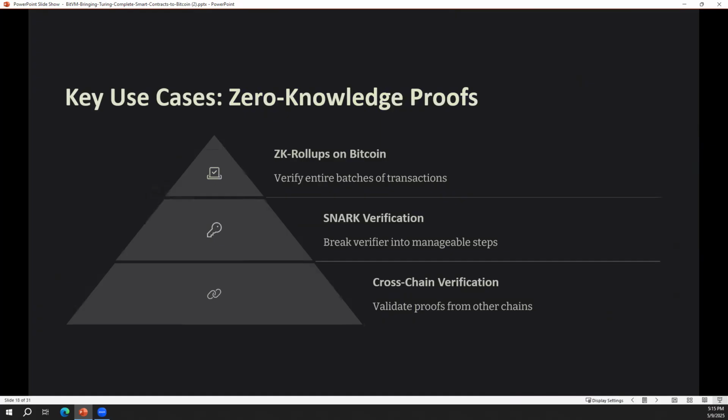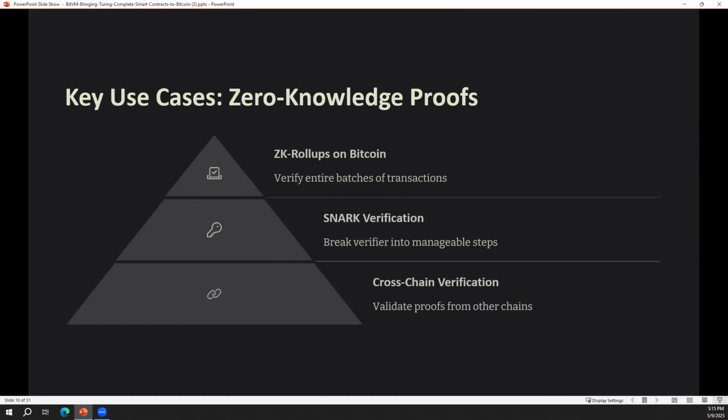So we have another use case, which is validating zero knowledge proofs. A very technical but powerful use case is verifying large zero knowledge proofs on Bitcoin. Normally, running a SNARK verifier in Bitcoin script is impossible due to size limits. BitVM can break the verifier algorithm into many small steps and enforce each step's correctness. BitVM's design explicitly targets this scenario.